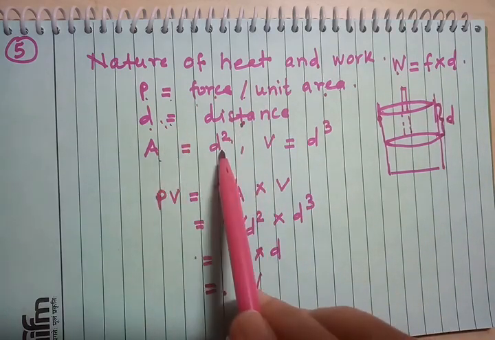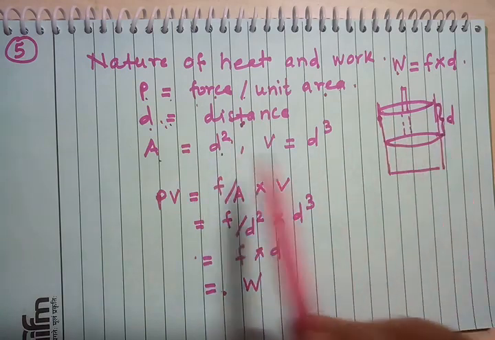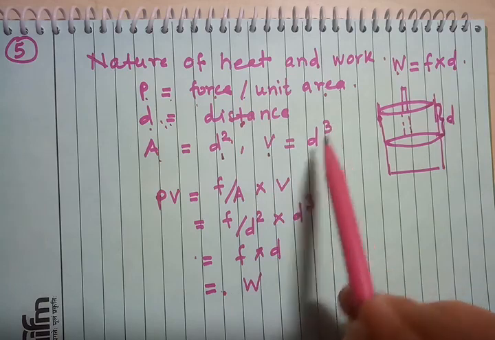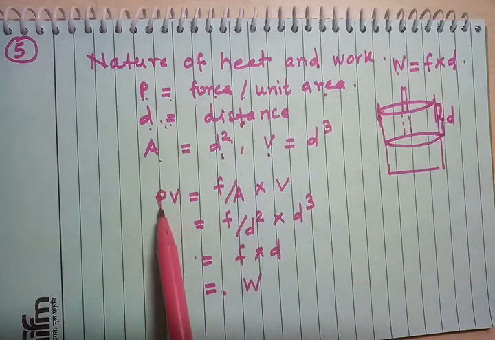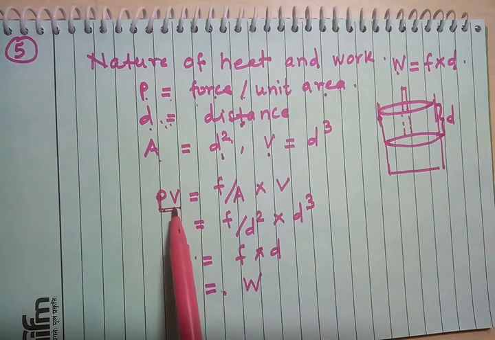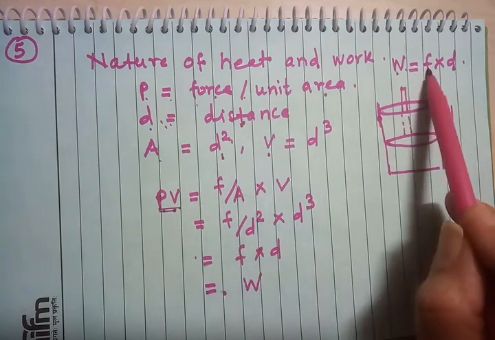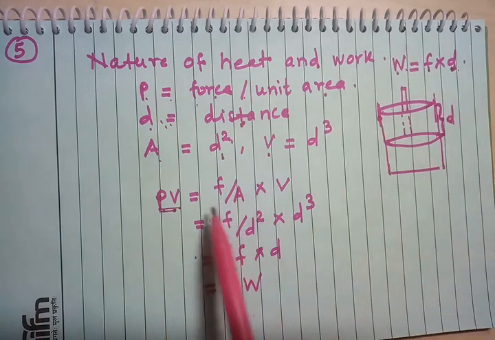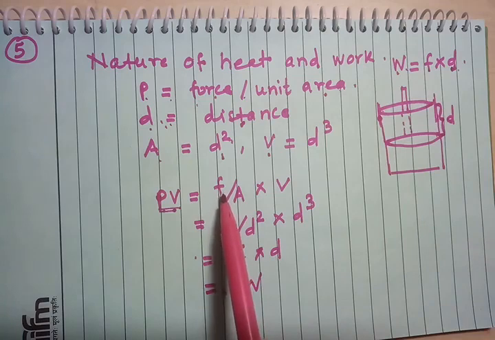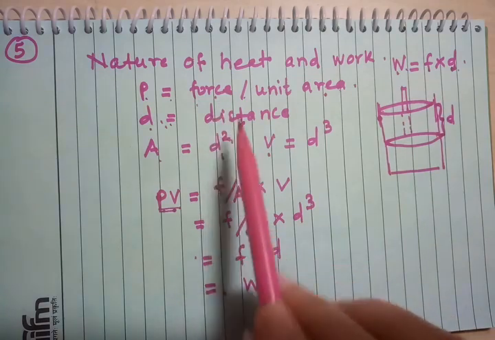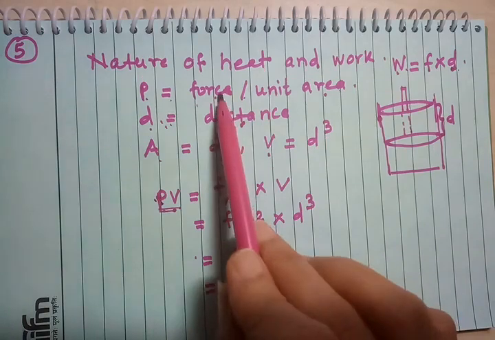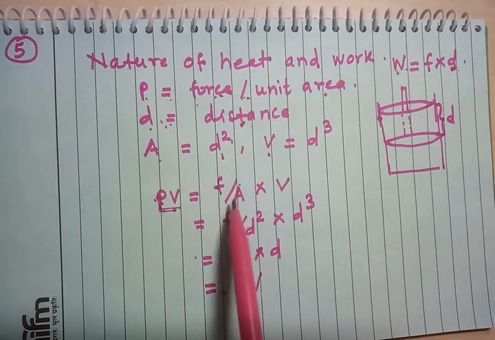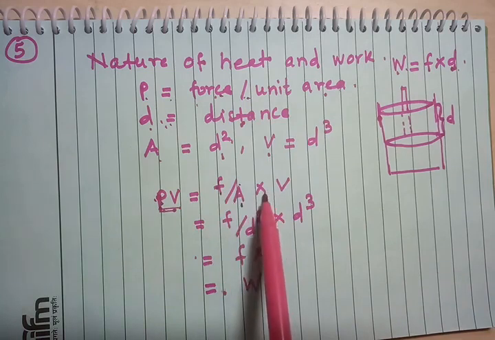Now the area is equal to d square, that is length into breadth, that is d square. Volume is, as you all know, distance cube. Now when we say pressure volume type of work, PV type of work, that is work is equal to force into displacement or the distance. Now substitute the values here. Pressure is force per unit area, so the value of P here is force per unit area into volume.